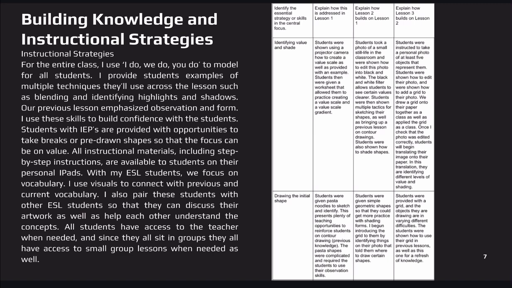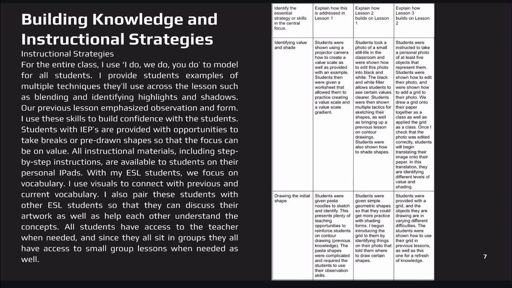Students with IEPs are provided with opportunities for lots of breaks, or they can have pre-drawn shapes. Since we are focusing more on the value and shading, I'd like to see their understanding of value maybe more than their understanding of form.